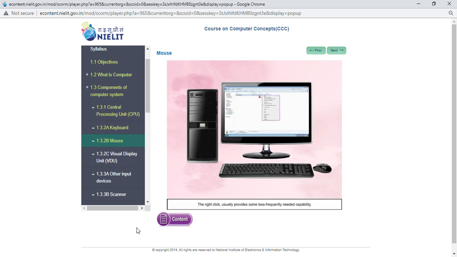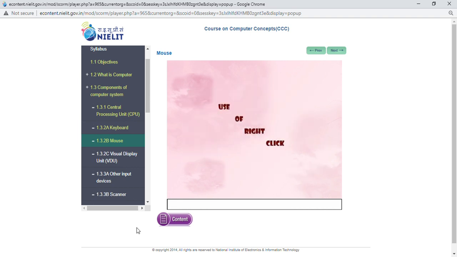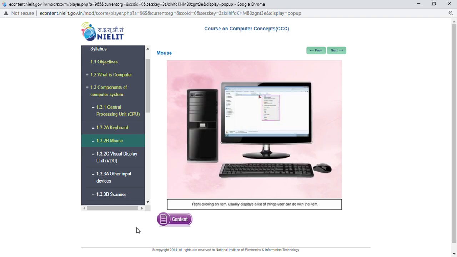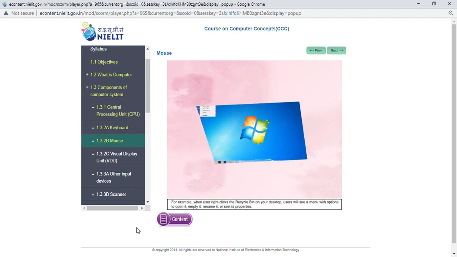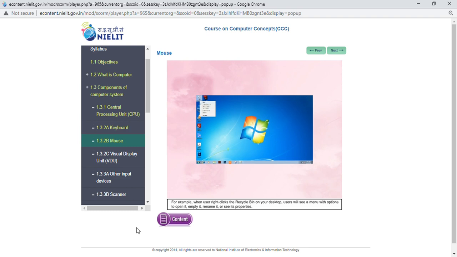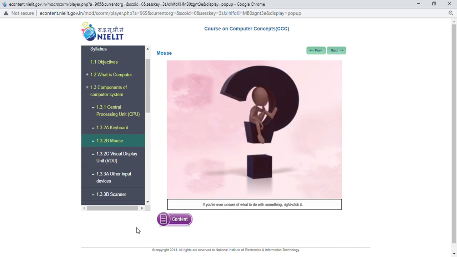The right click usually provides some less frequently needed capability. Use of right click. Right clicking an item usually displays a list of things the user can do with the item. For example, when a user right-clicks the recycle bin on the desktop, users will see a menu with options to open it, empty it, rename it, or see its properties. If you are ever unsure of what to do with something, right-click it.